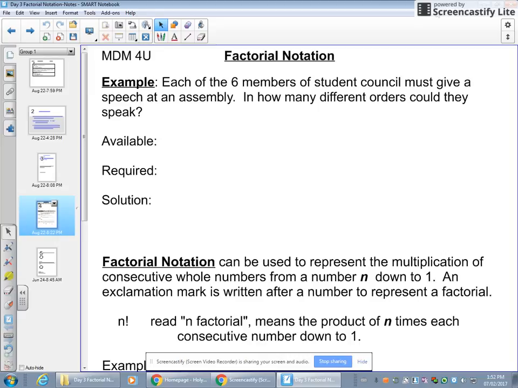All right, so hopefully this will seem like a little bit of a review. We're looking at factorial notation. We're going to start with a review question.